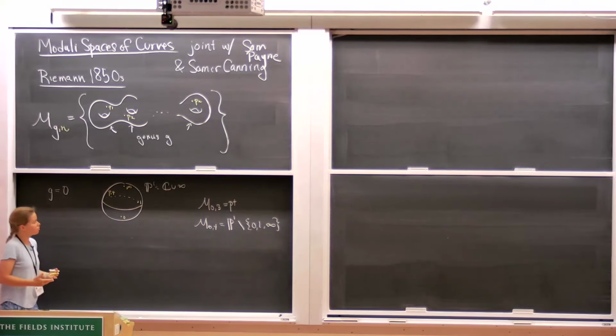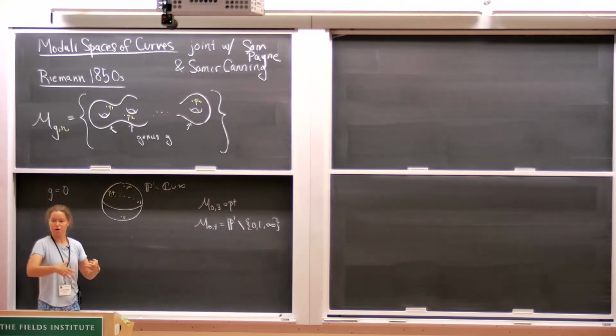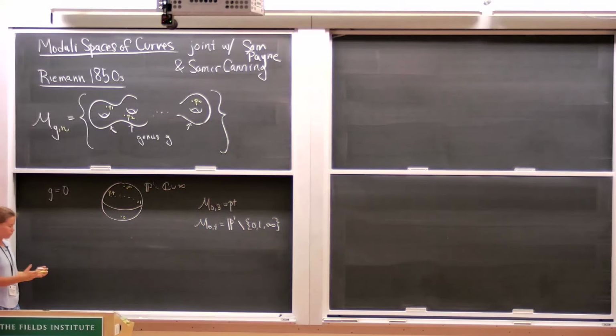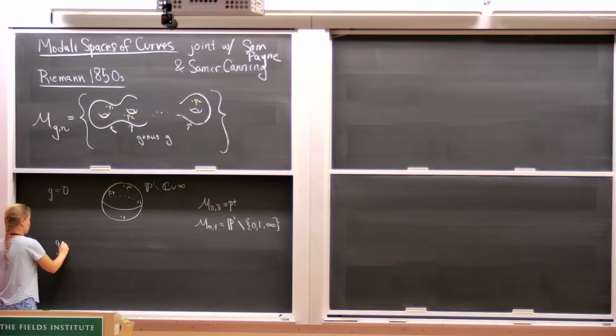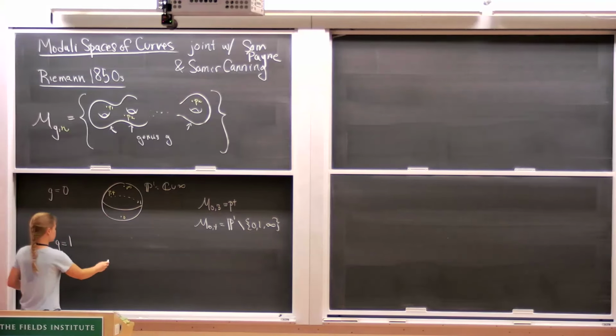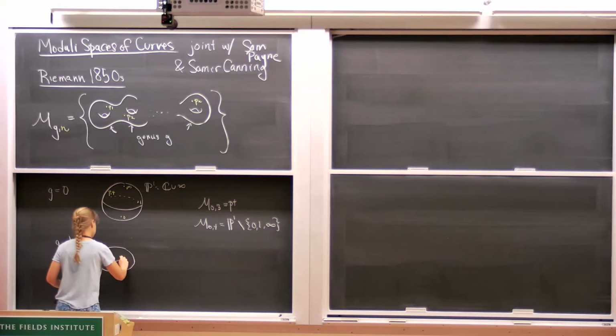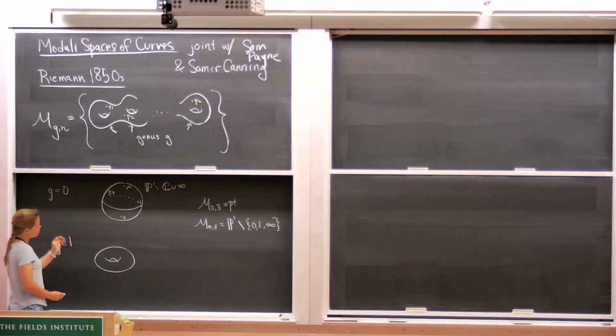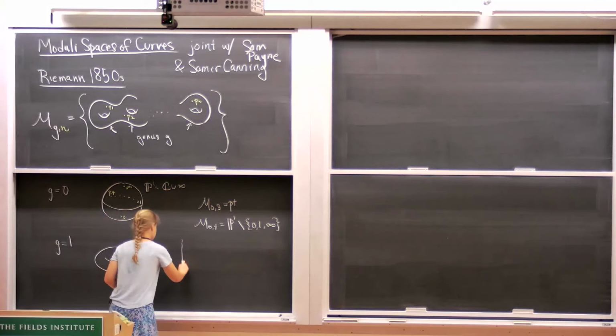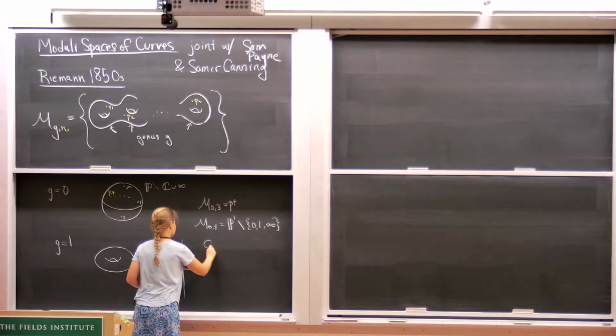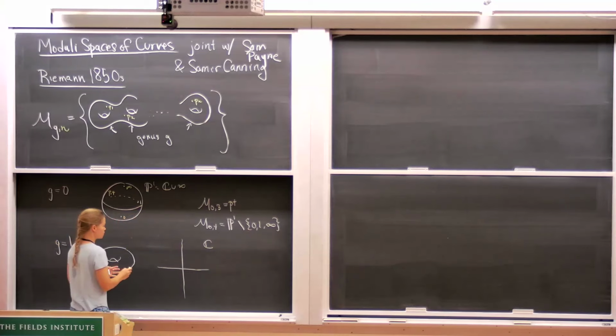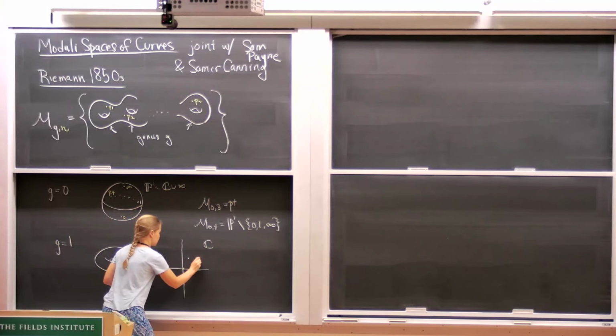And in genus 0, as I continue adding more and more points, all of the moduli is in the location of these points. However, when we go up to higher genus, we start to see moduli in the underlying curves as well. So in genus 1, you might know that every genus 1 curve is expressible as the complex plane modulo some lattice.